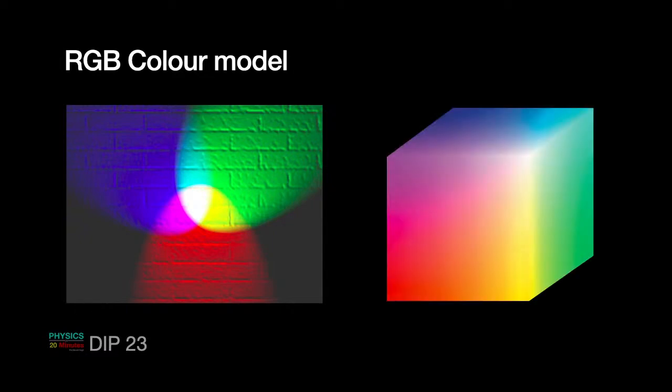Here is the color cube. If you have to actually paint it, it would look like this. Remember, this corner was red, this corner was green, this corner was blue, this corner was white, this is blue and red mixed, magenta, this is red and green mixed, yellow, and this is cyan, which is green and blue mixed.